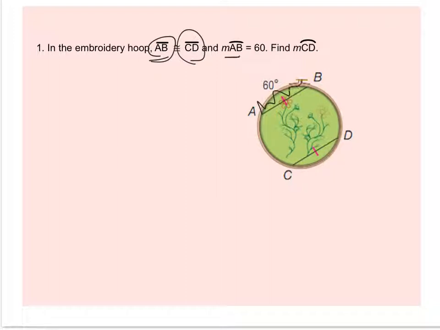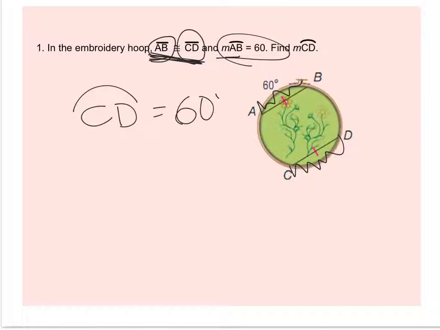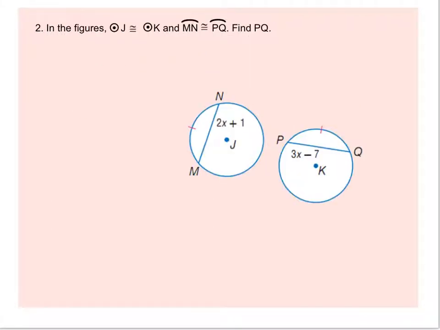In the embroidery hoop, chord AB is congruent to chord CD. Arc AB is 60, figure out arc CD. Well, these two chords are congruent, which means the arcs are congruent. So that means CD is going to be 60 degrees. Notice the arc, not the chord. Two different things we're talking about here.